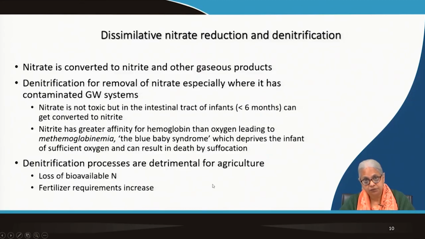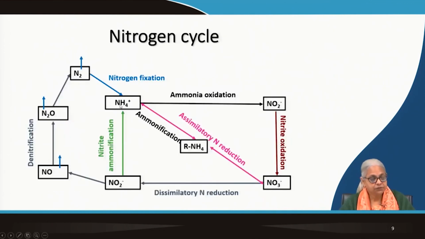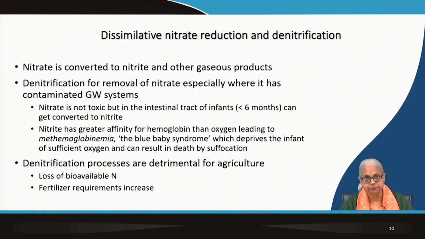Denitrification processes are detrimental for agriculture because you have a loss of bioavailable nitrogen. And I'll just go back to the previous slide. These four forms are the bioavailable forms of nitrogen. The other three forms are not bioavailable nitrogen. So they are lost from the system. And when you lose bioavailable nitrogen, then your fertilizer requirement increases. So this is a very delicate balance to maintain from an agricultural point of view, and it requires a good amount of management.